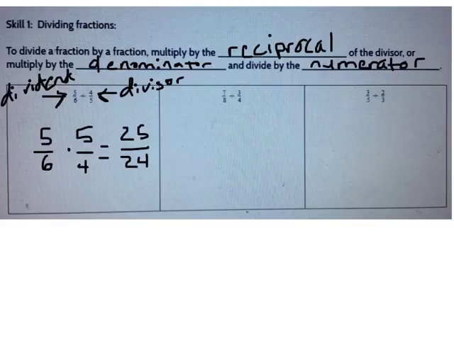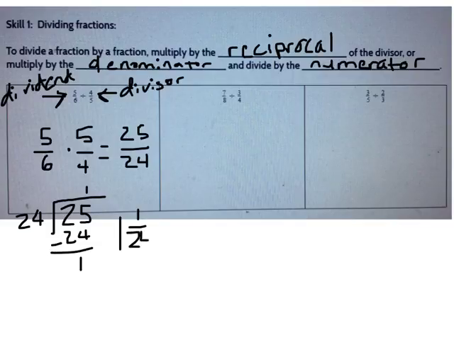When you change 25/24 into a mixed number, what's the result? Let's see how you did. 24 goes into 25 one time with a remainder of 1. So the answer is 1 and 1/24.